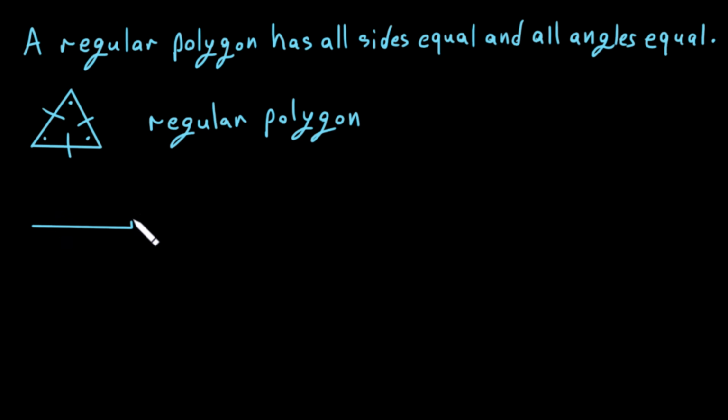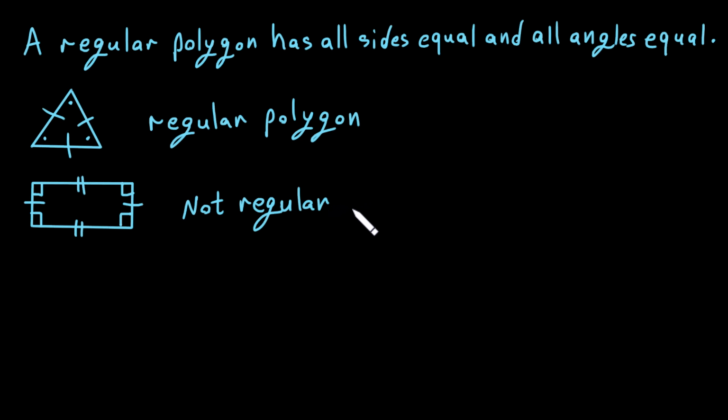If it looks like this, for example, a rectangle like this, if this angle equals this angle, right angle, right angle, right angle, 90 degrees also. So if this equals this, and this one equals this one, is this a regular polygon? No, it's not a regular polygon. Why? Because all sides here are not equal. This one is not equal to this one, so this is not a regular polygon.